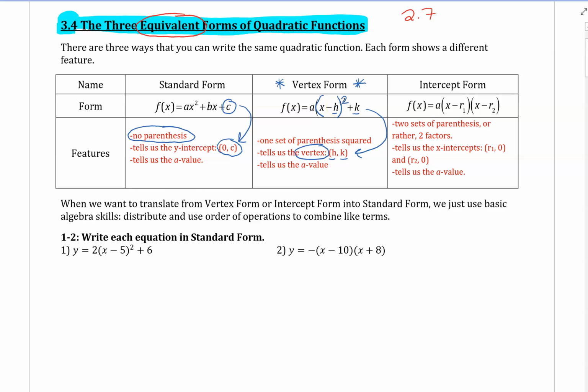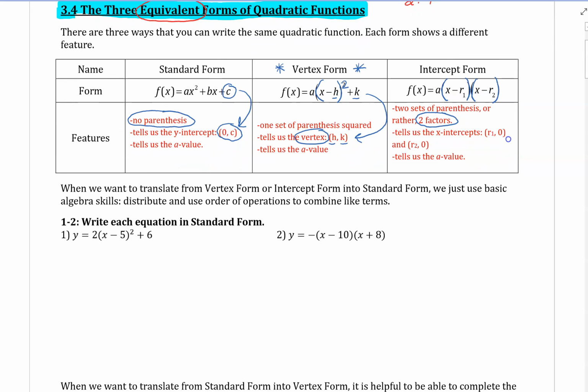because it gives you the vertex right in the equation. Intercept form is the one where you see two sets of parentheses, or I should maybe clarify and say two factors, because you don't always need a set of parentheses for a factor, especially if your factor is just x. So what I mean by that is you might have something that looks like this: a times the first factor of just x times the second factor of x plus or minus something. This is also an intercept form.